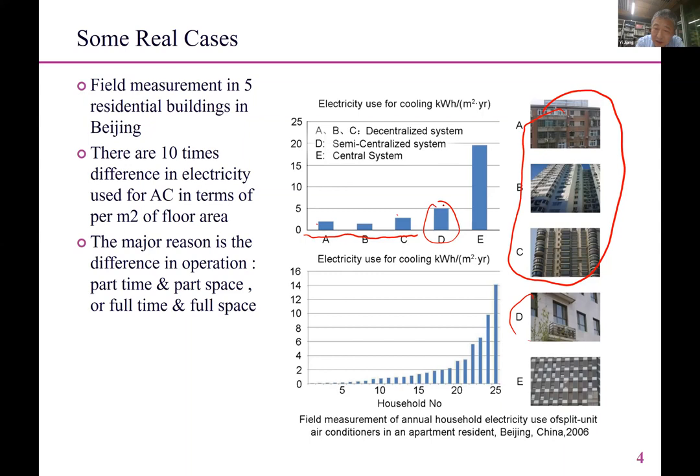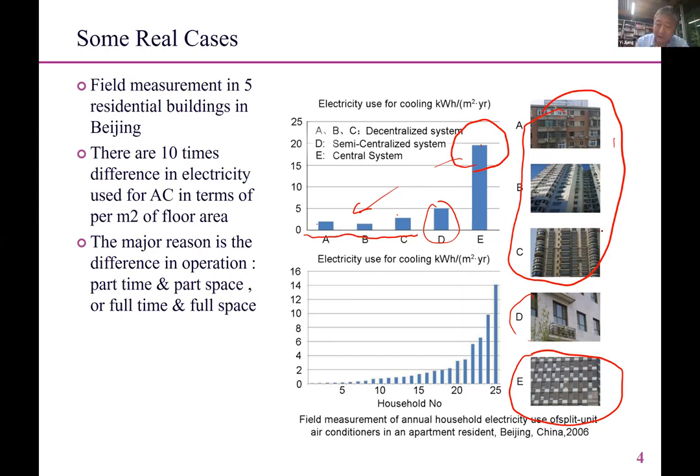Their energy use is a little bit higher, 5 kilowatt hours per square meter annually. But then you come to building E, which is a big residential apartment building. They have a central air conditioning system serving 24 hours. The electricity they used is almost 20 kilowatt hours, almost 10 times that of A, B, and C. Why? What's the difference? In fact, it's quite simple, because building E is a central air conditioning system. They provide service 24 hours a day and for every space. But A, B, and C are decentralized. Every room has its own unit, and when people leave the room, they switch it off.